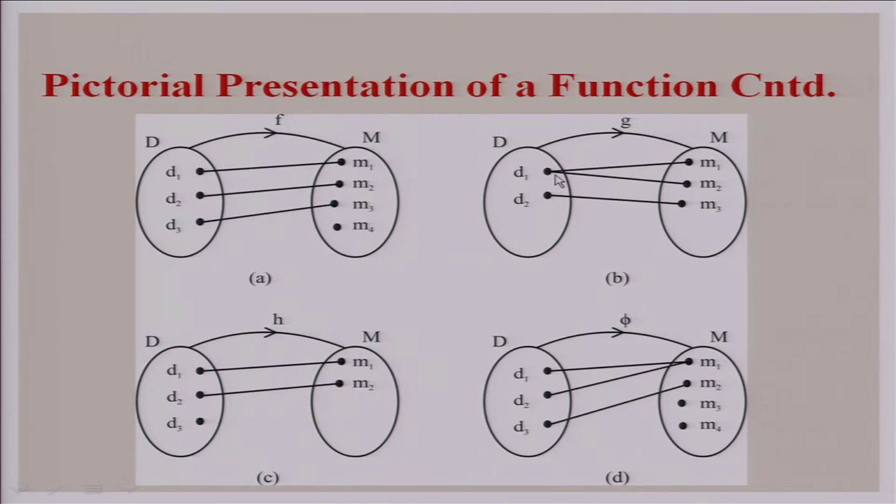But this is not a function because this daughter has two mothers. And this is also not a function because this daughter does not have any mother. So these two are not functions, but the first part A and the part D are functions.